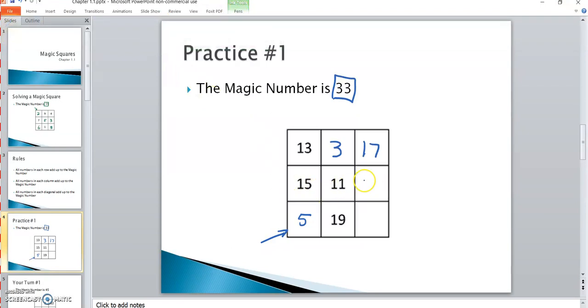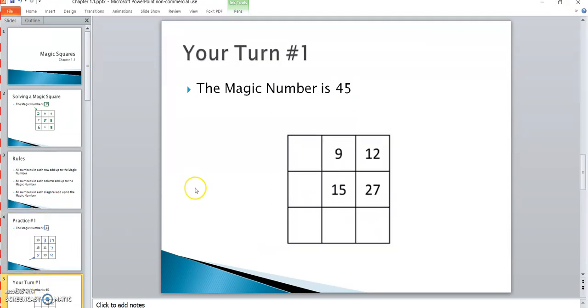Alright, so for this one, if you got 7, because 15 plus 11 plus 7 is 33, that is correct. And if you got 9 for this one, because 5 plus 19 plus 9 is 33.